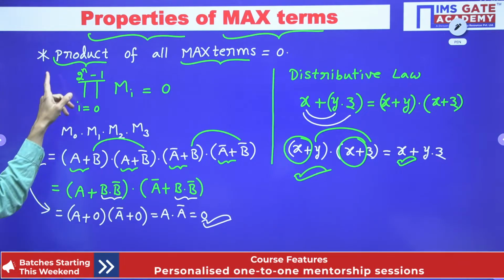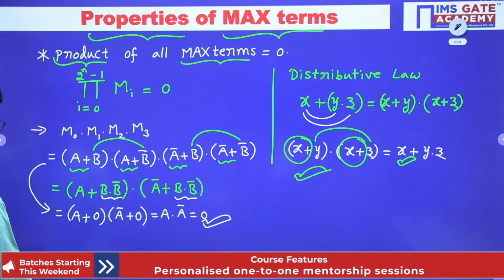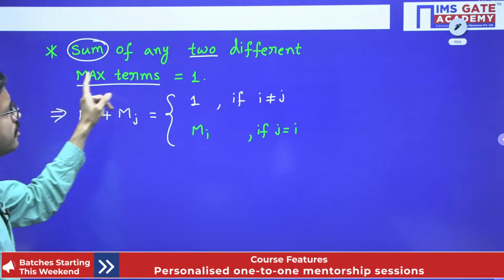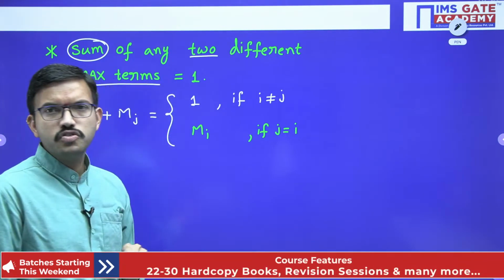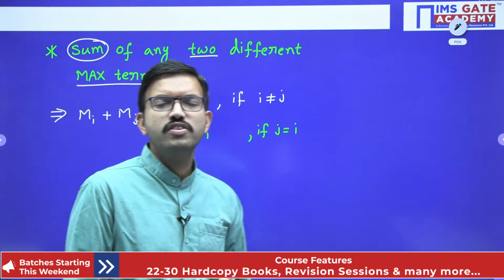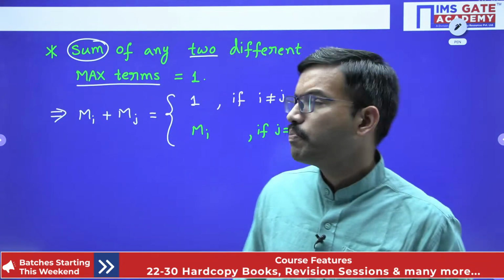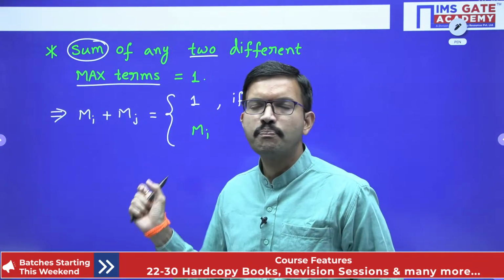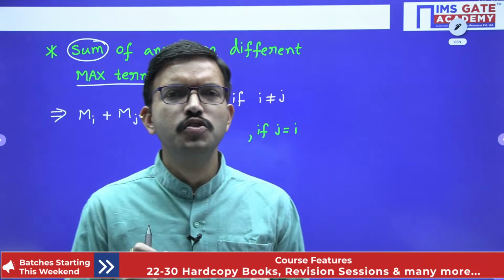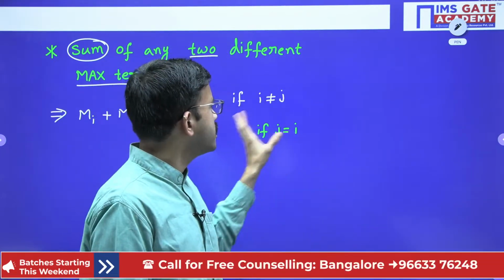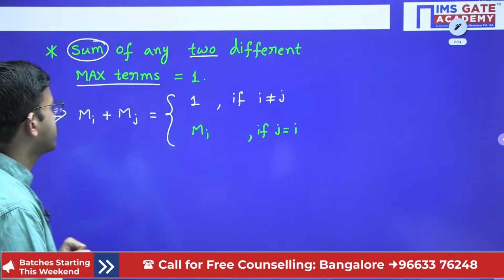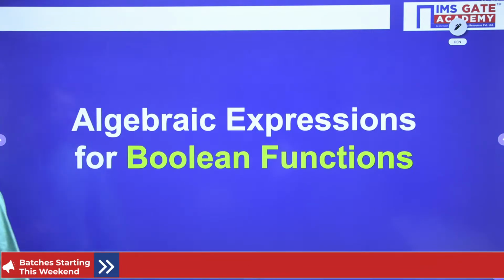So these are the two properties of max terms. The first property is the product of all max terms equals 0, and the second property is the sum of any two different max terms equals 1. I hope it is clear for everyone regarding the properties of min terms and properties of max terms. These properties we will use when we are solving the questions related to this particular concept. Now let us see the next concept.